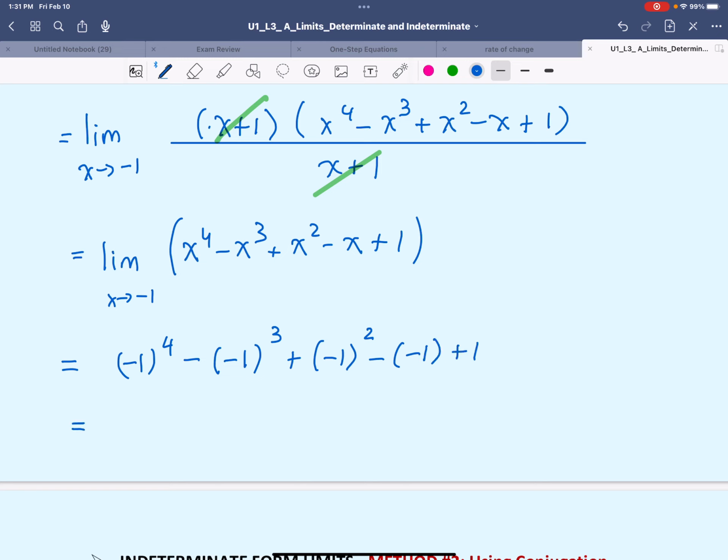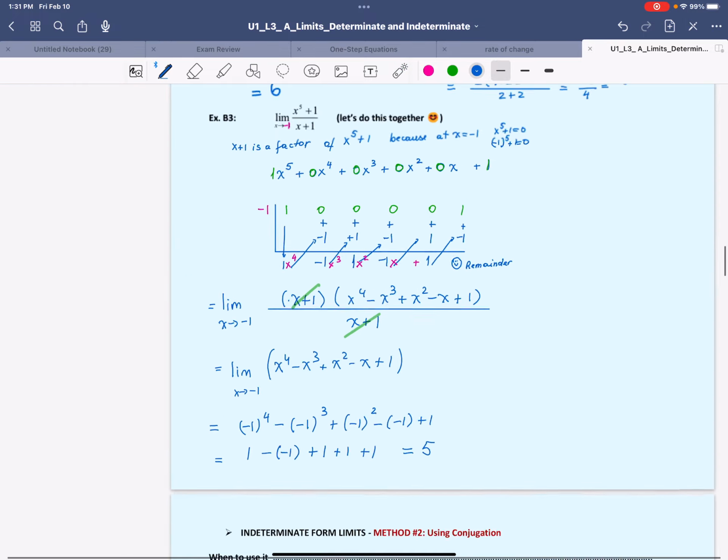And here we go. Negative 1 to the power 4 is positive 1, and that's because it's an even power. And then we have minus, so negative 1 to the power 3 is negative 1. And then plus, negative 1 squared is positive 1. Now these two minuses together will make a plus, and then plus 1. So these two negatives will make a positive. So we have 1 plus 1 plus 1 plus 1 plus 1. We have 5 of them, which means that the limit equals 5.